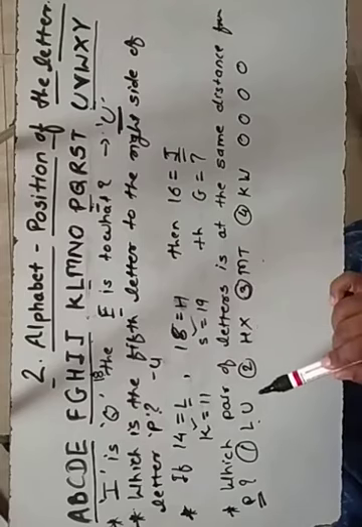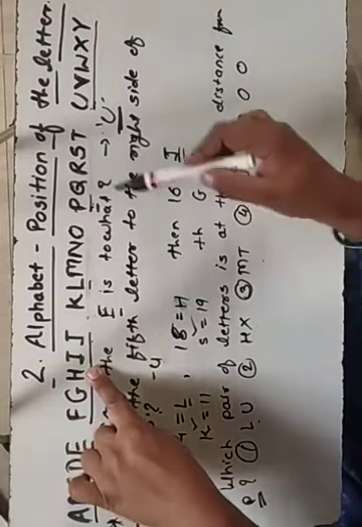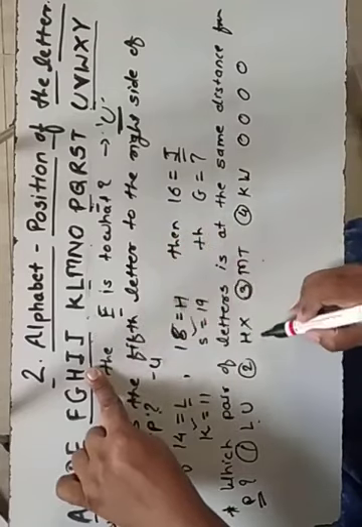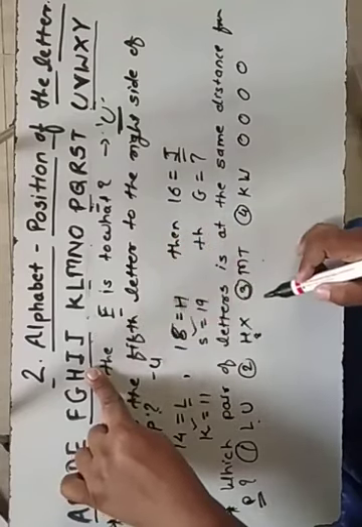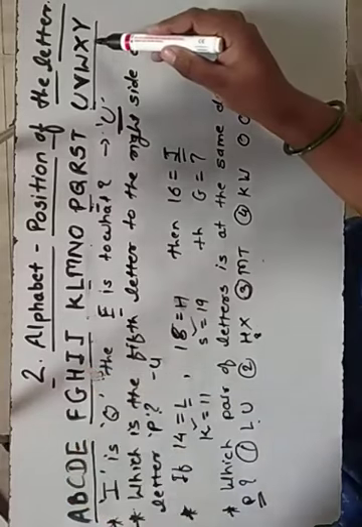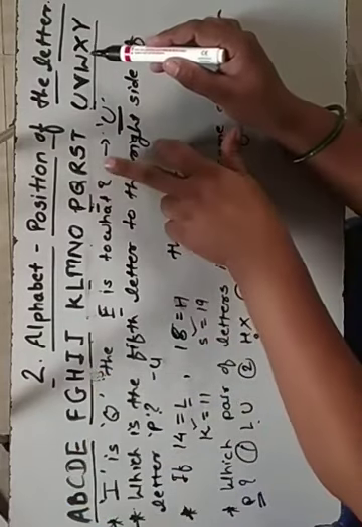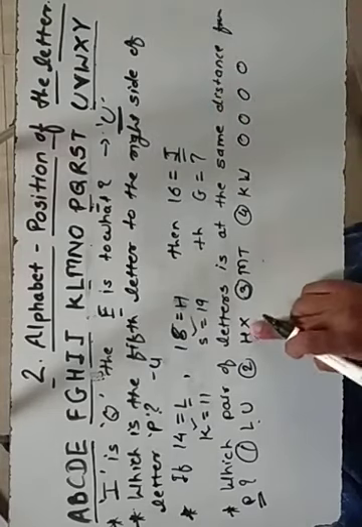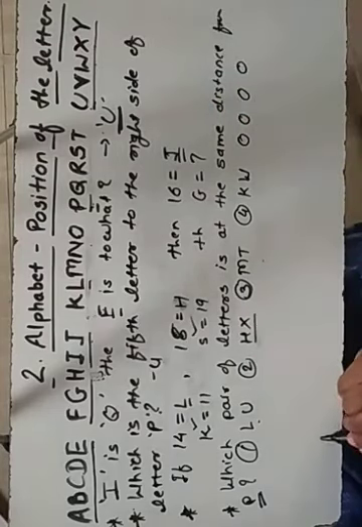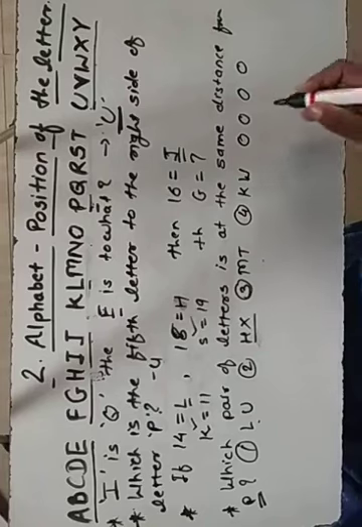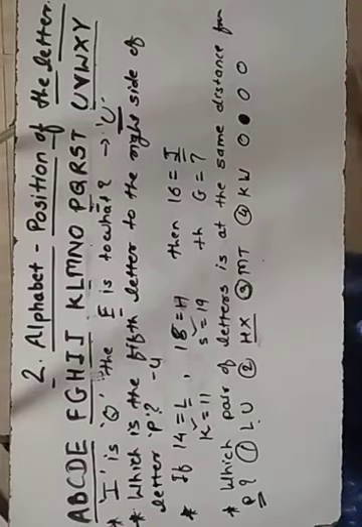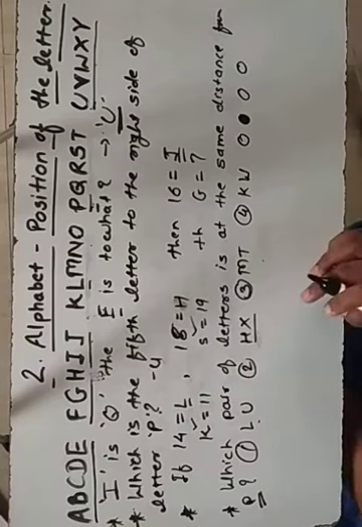Second, HX we will take. H's position from P: 5, 6, 7, 8. H is at the 8th position from P, and if we check X, 1, 2, 3, 4, 5, 6, 7, 8. Yes, we got the answer, and it is HX. That's why the second is the answer. So you have to circle the second option. This is the question.